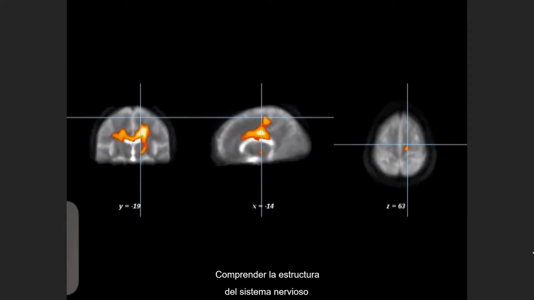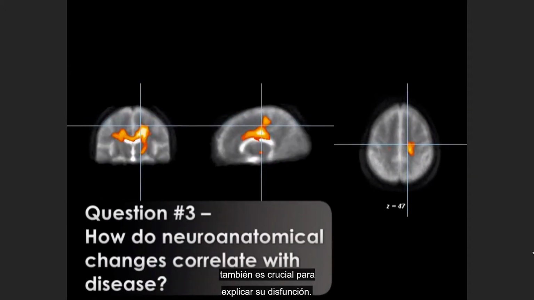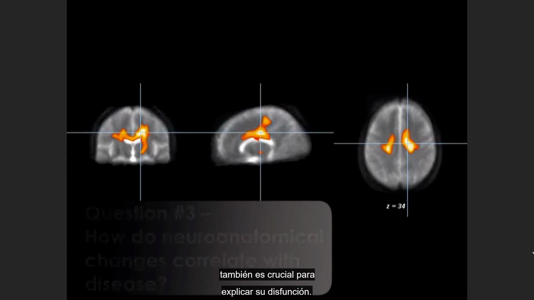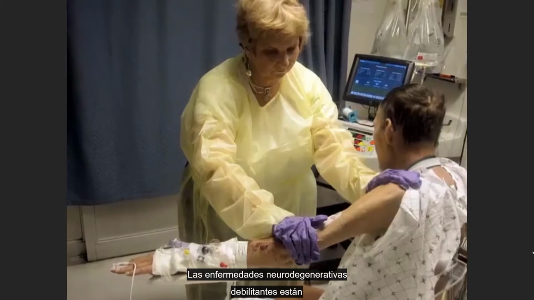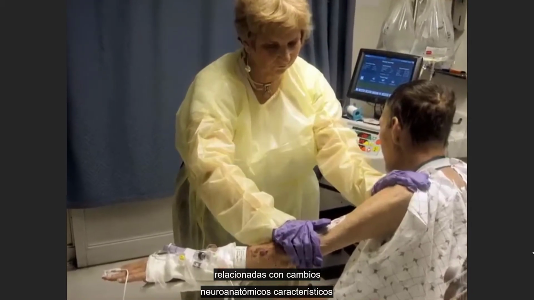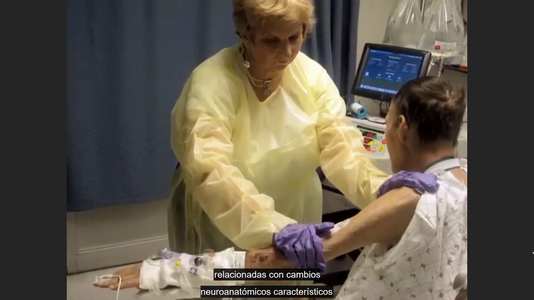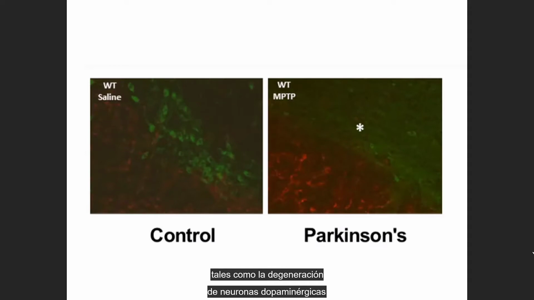Understanding the structure of the nervous system is also pivotal to explaining its dysfunction. For instance, debilitating neurodegenerative diseases are associated with characteristic neuroanatomical changes, such as the degeneration of dopaminergic neurons observed in Parkinson's disease.